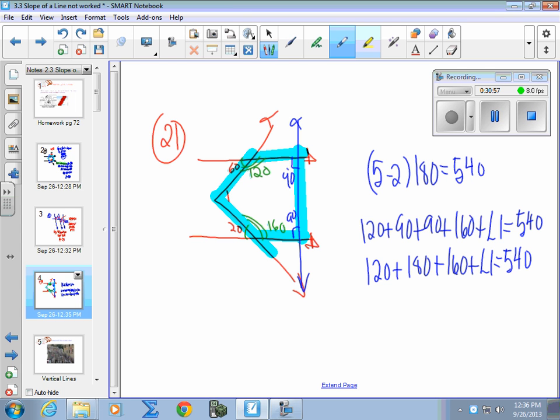So here I have 460 plus angle 1 is equal to 540. So I get angle 1 is equal to 120. That's not right. It's equal to 80. 460 from 540 is 80. So angle 1 is equal to 80 degrees.